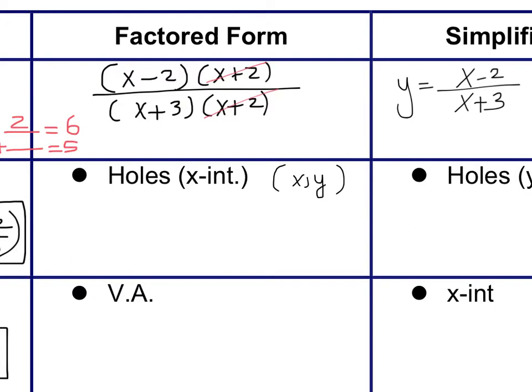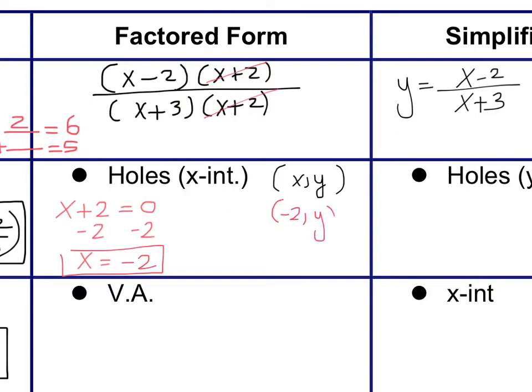To find the x of this hole, you look at the factor that you just canceled out, and you set that equal to 0. x plus 2 equals 0. Now to solve for x, you subtract 2 from both sides, so x is equal to -2. So that's going to be the x coordinate, -2.